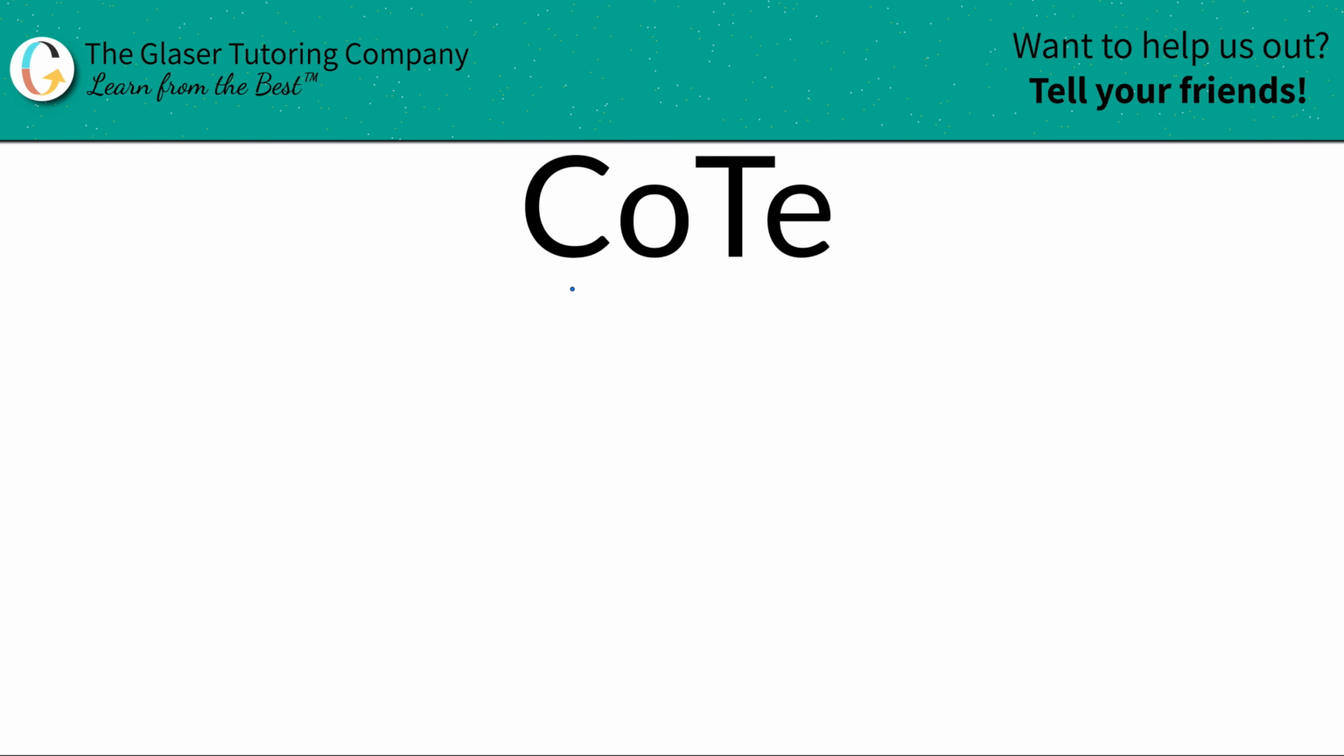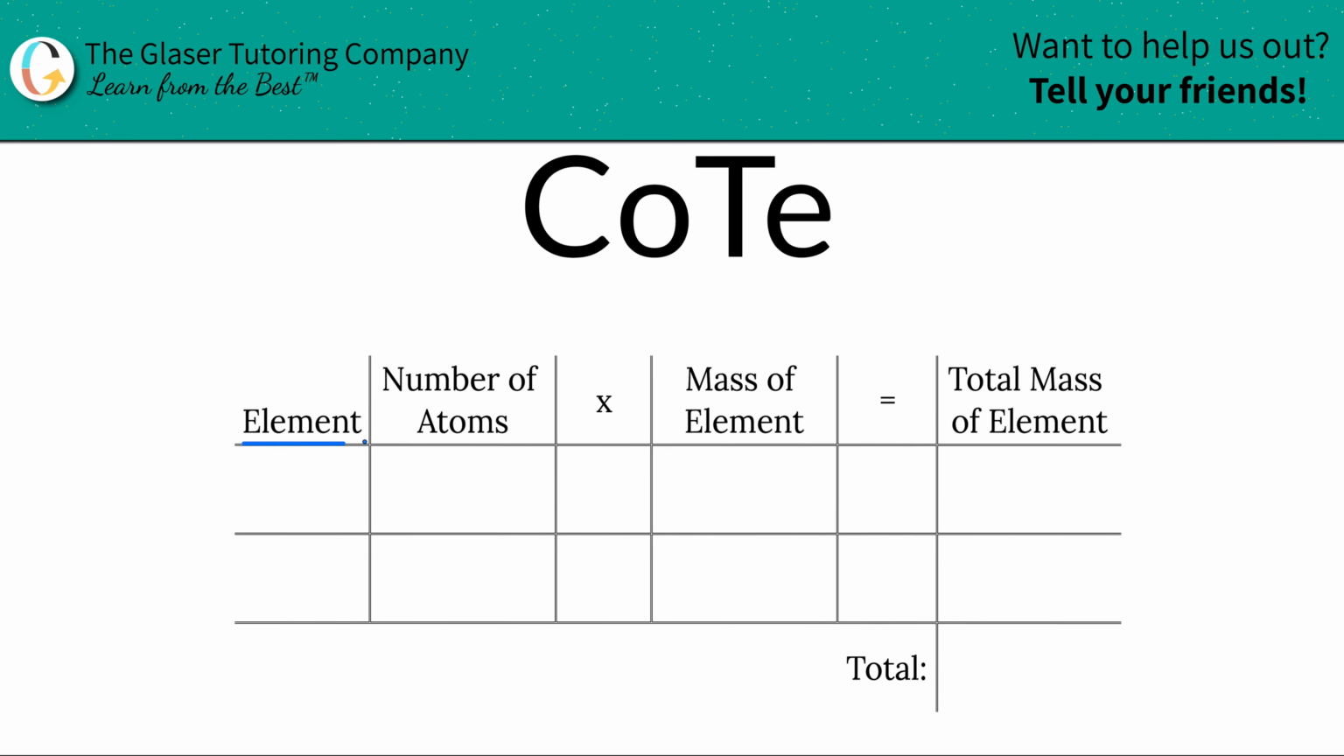So what is the molar mass of cobalt telluride? Well, I'm going to do that right now for you. Let's take a look. Bam. So the first thing is we have to write down the particular elements that we see in the compound. So we have cobalt and we have tellurium.